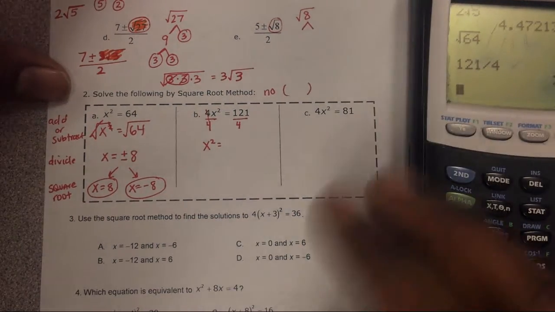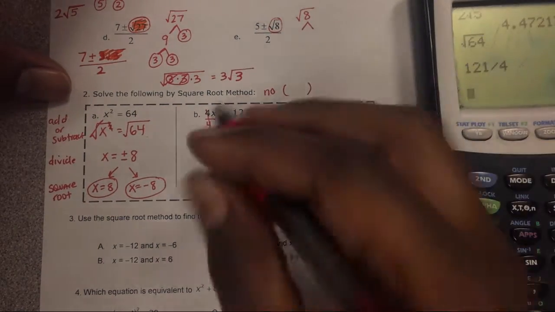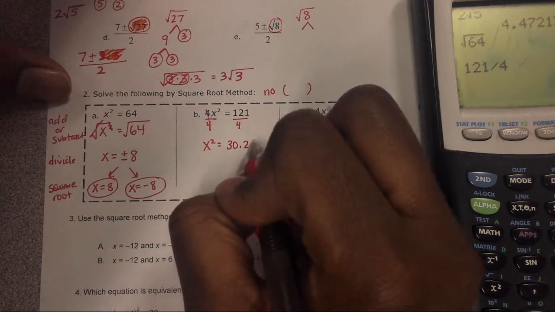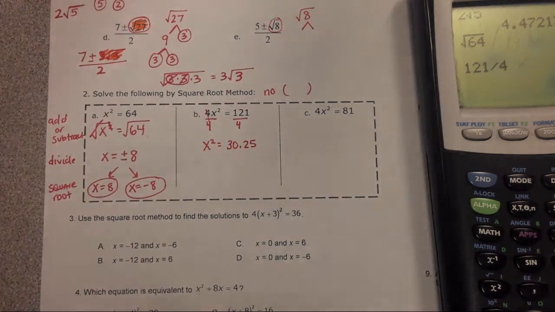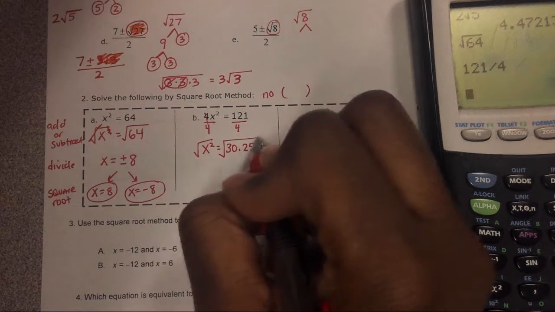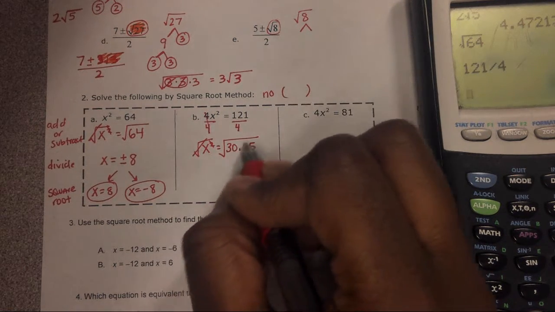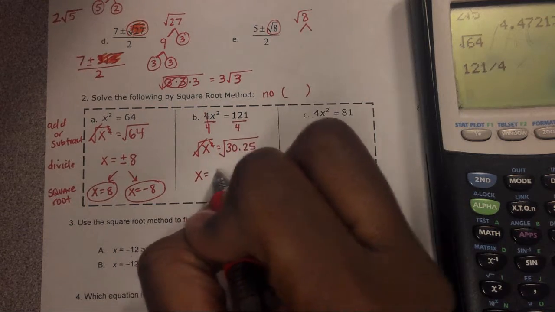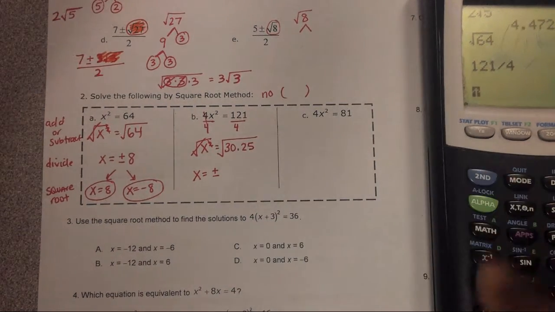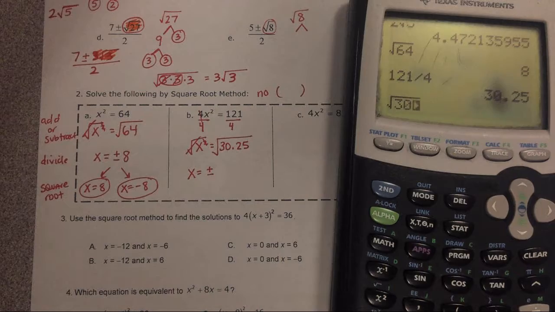30.25. Yes, be careful. 30.25. And yes, we're going to have to take the square root of that decimal. So let's just use decimals. I wouldn't even bother trying to break that down. So x equals plus or minus the square root of 30.25.